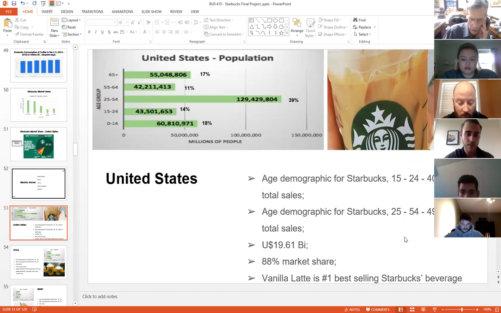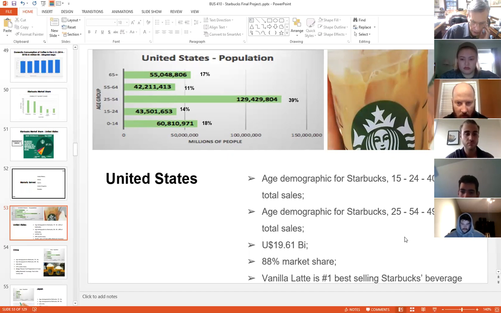Just in case you all didn't get this, and I'll see if I get it right, 39% of the population is 25 to 54. And I think we all recognize that that's where the big coffee drinkers are. Although that age group represents 39% of the population, it represents 49% of Starbucks consumption, 10 percentage points more, which demonstrates again that this is where the action is for Starbucks.